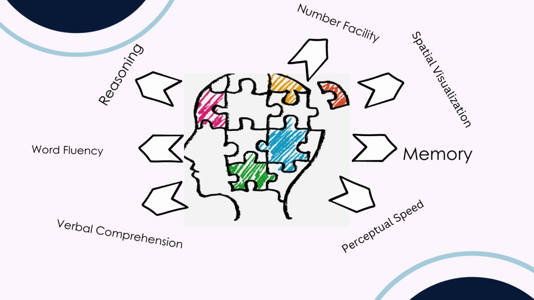Moving on, let's tackle the primary mental abilities. These are the building blocks of intellectual performance and can be measured separately through specific tests. And Thurstone proposed 7 primary mental abilities.